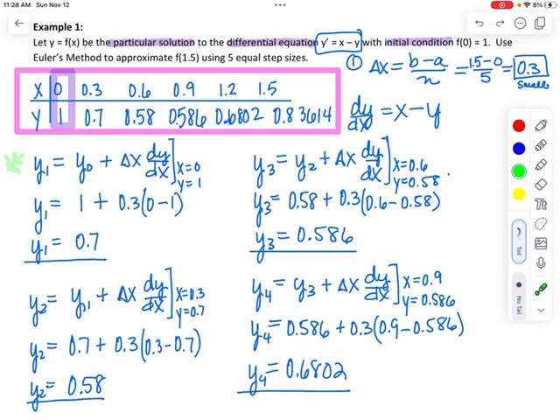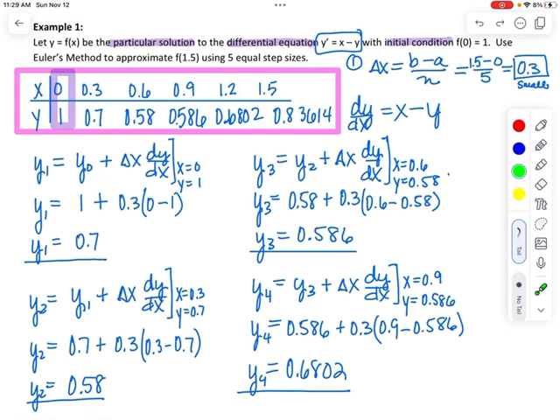We have y sub 1 is equal to y sub 0 plus delta x times dy dx, and that dy dx is evaluated at 0, 1, the point where we start. So we just start plugging things in, where y sub 0 is 1, delta x is 0.3, and dy dx at 0 and 1, and we get y sub 1 is equal to 0.7. And then we put that in the table up here.